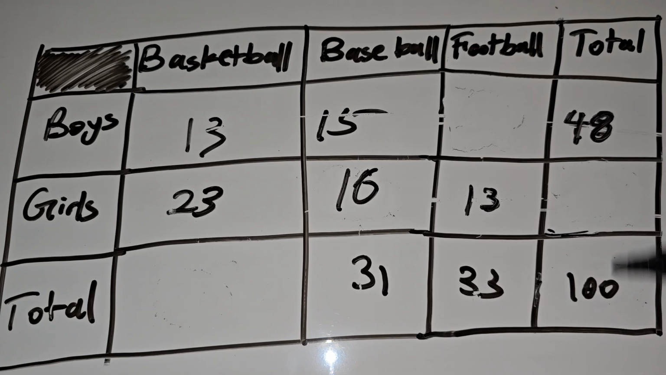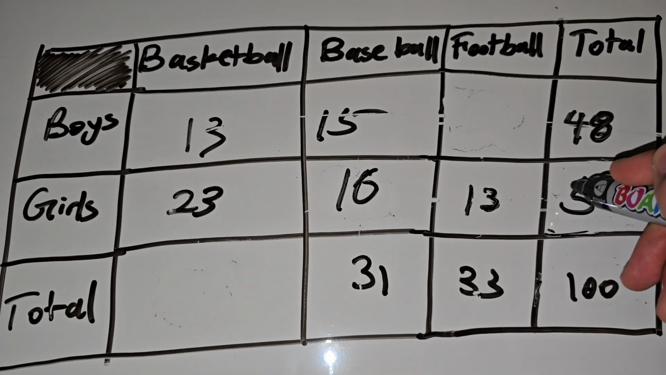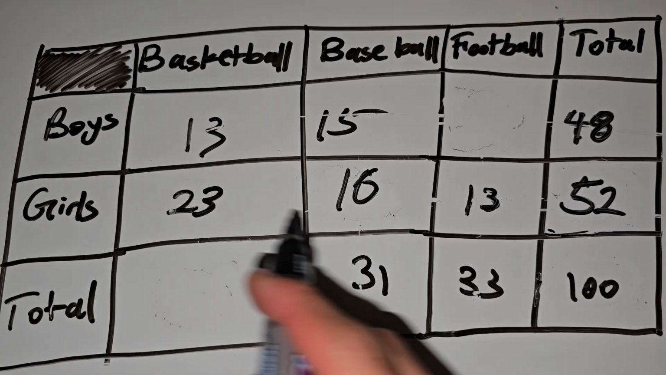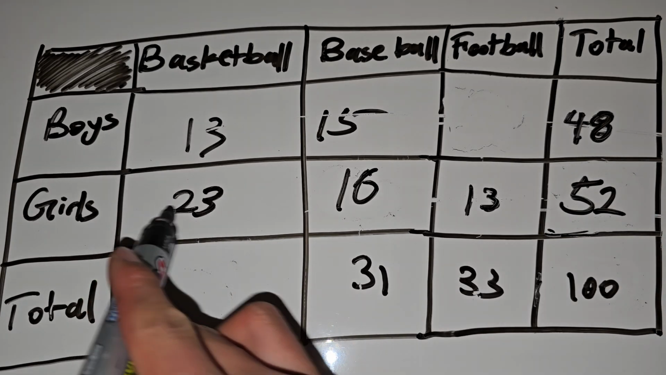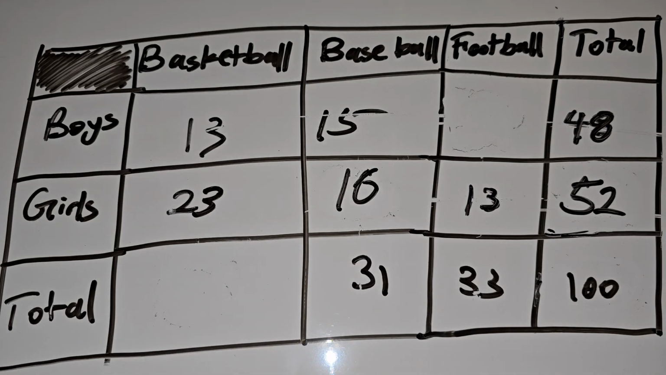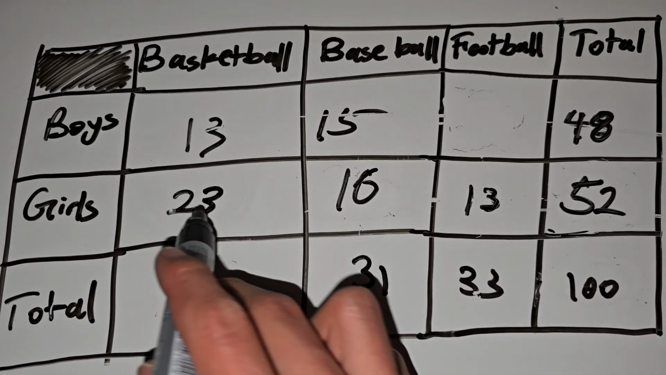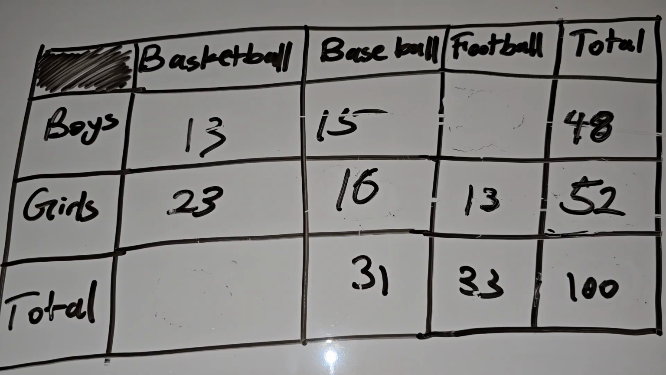So right here we can do this. 100 minus 48 is equal to 52. But like earlier, we could have checked if 16 was correct. So 23 plus 16 plus 13 is 52. So that's also another way we can get it.